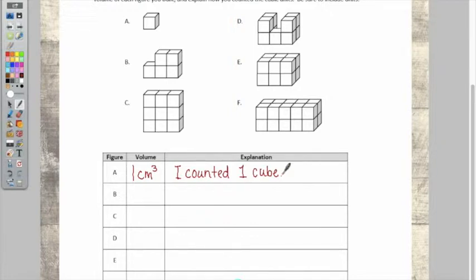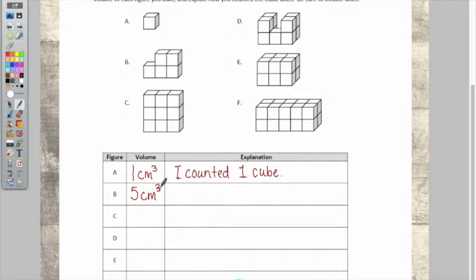You got it? Okay. What's the volume of B? 5. 5 what? 5 centimeters. How about 5 cubic centimeters? Let's say it like that, even though we're writing it the short way. Okay? Miguel, how did you figure that out? You just counted 5? Yeah.